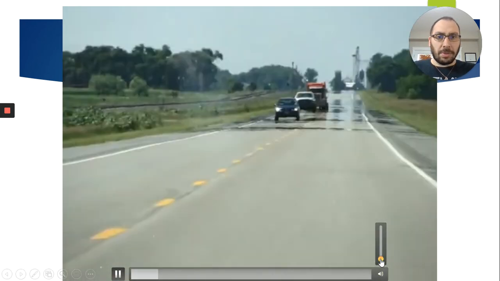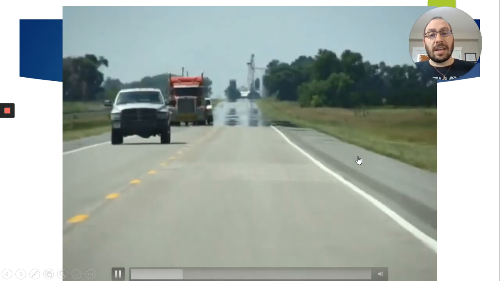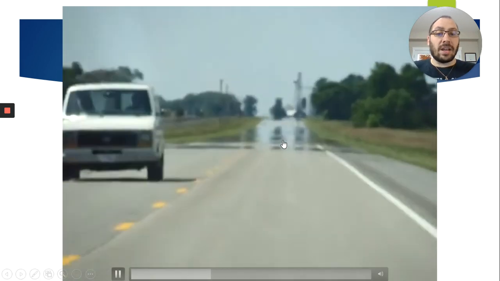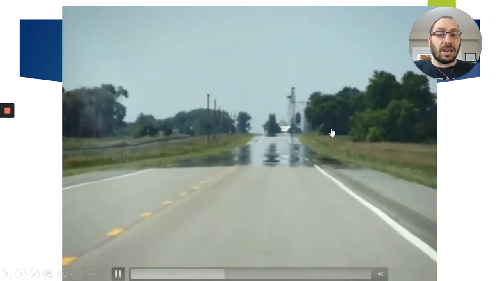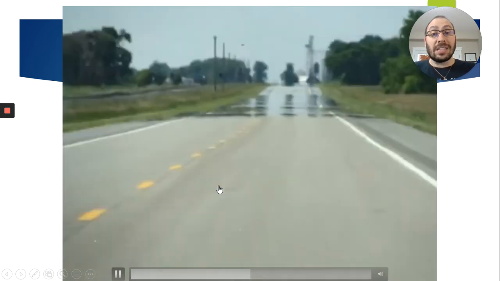Okay, so we're getting closer, we're getting closer. When I was a kid, I used to try to time how long it takes until we get to this wet spot on the asphalt. We never ever reach it because it's not actually there.